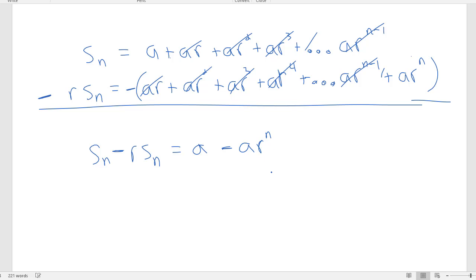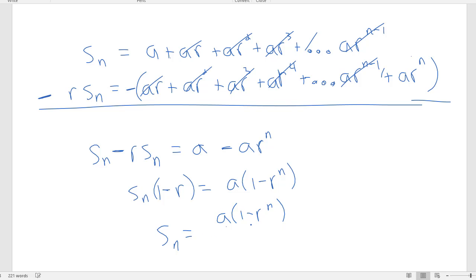So here's the difference of the two, and then I'm just going to do a little bit of algebra. I'm going to factor out the nth partial sum symbol, and I'm left with 1 minus r. Then I'm going to take the a out of the other side as well and write this as a times 1 minus r to the n. If I solve for my nth partial sum, which is what I'm really interested in here, I get this expression.